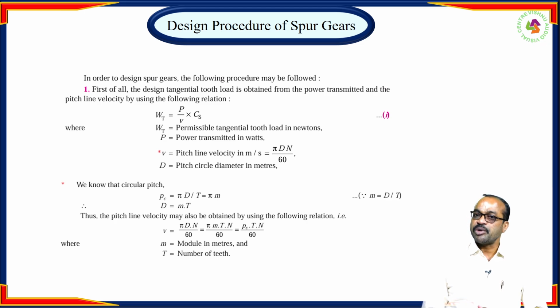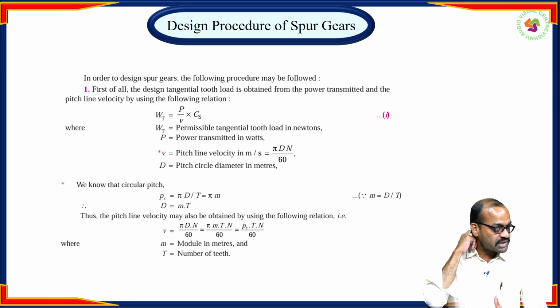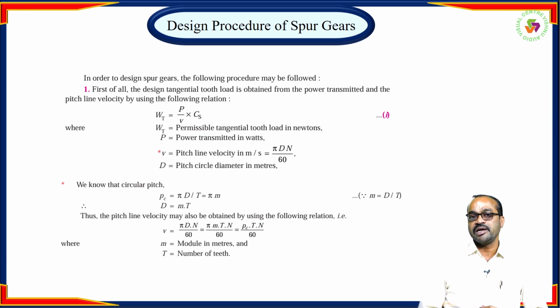P is nothing but power. What power rating we are using? V is velocity. CS is service factor. The service factor depends upon the number of hours the gears work in the field. For example, if it is working up to 8 hours in a day, the CS may be taken as 1.